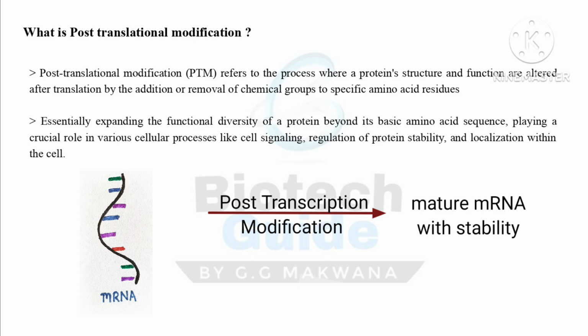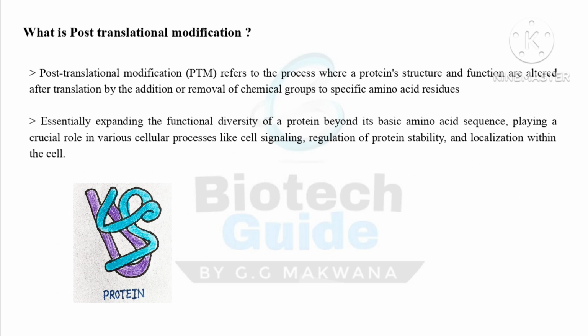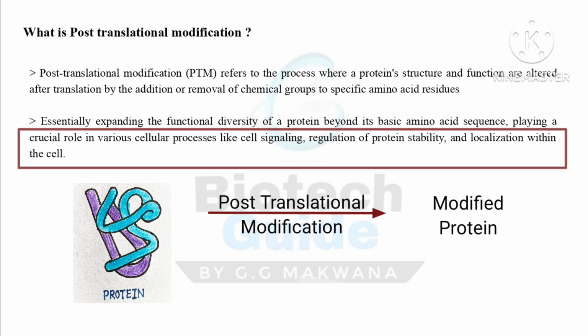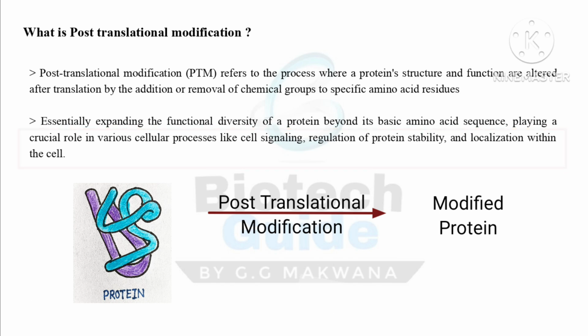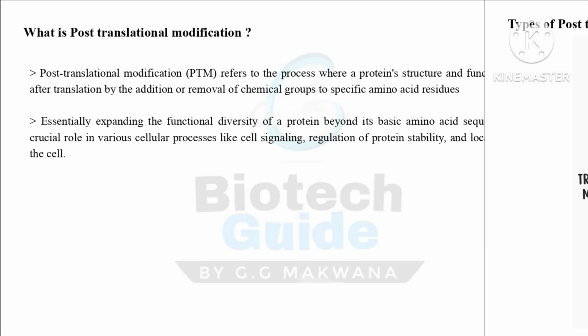Here it's the same with post-translation modification. After synthesis, a protein needs to be modified for performing various cellular functions. So post-translation modification is a process where protein structure and function are altered after translation by the addition or removal of chemical groups to specific amino acid residues. This is the simplest definition of post-translation modification.